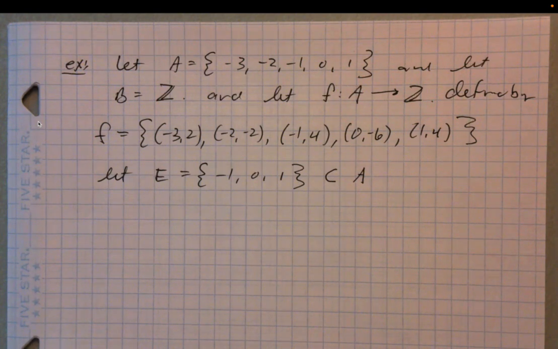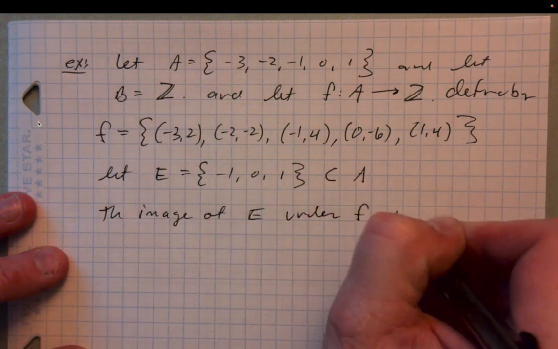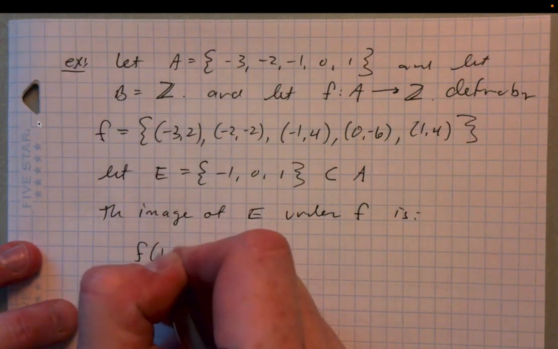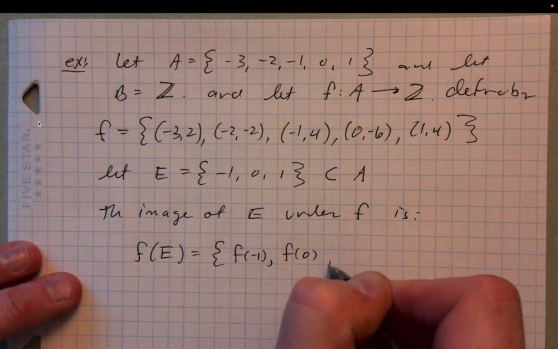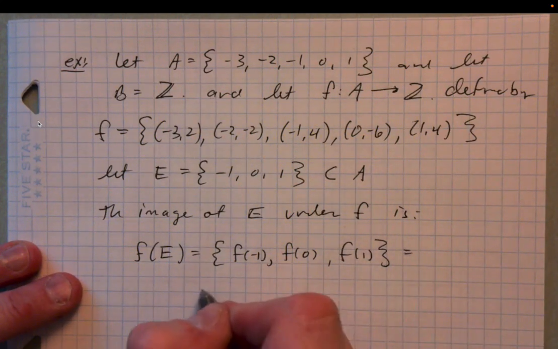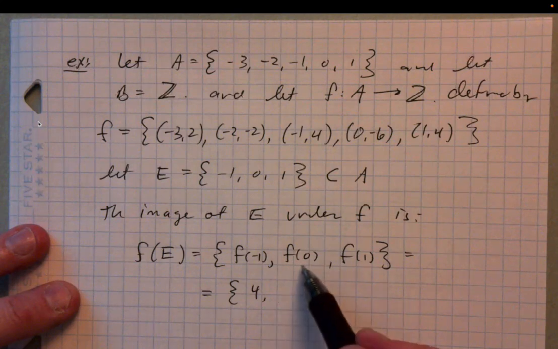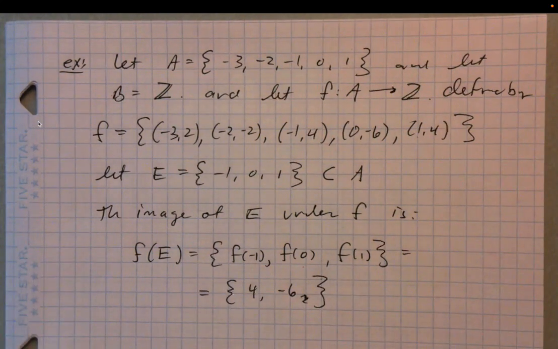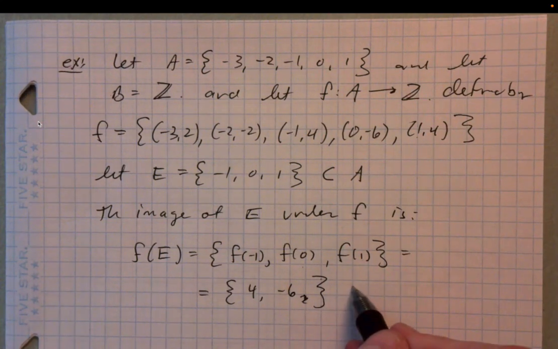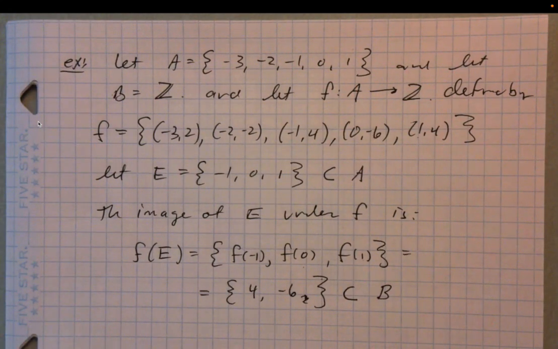Then what is F of E? What's the image of E under F? The image of E under F is F of E, and that's basically F of negative 1, F of 0, and F of 1. We know that F of negative 1 is 4, F of 0 is negative 6, and F of 1 is also 4. So there it is. This is a subset of B, a subset of the range.